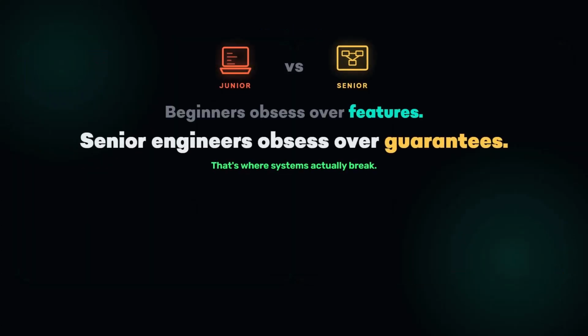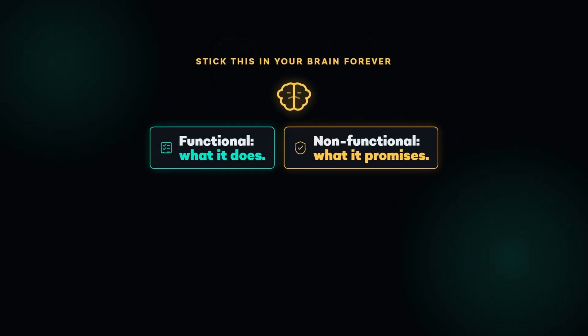Beginners obsess over features and feel productive. Senior engineers spend their time on the guarantees because that's where systems actually break. Stick this in your brain forever. Functional is what your system does. Non-functional is what your system promises. Forget either one and your design is incomplete.